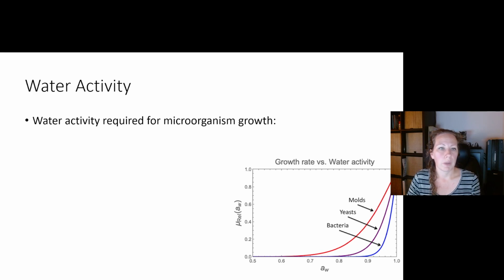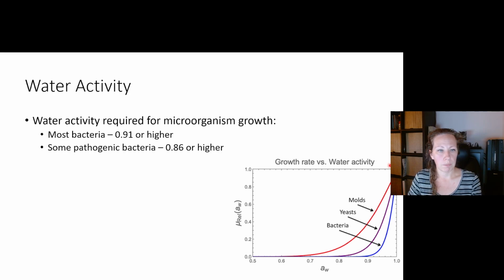So, looking at different microorganisms, I just wanted to share what the water activity levels are that are required for different microorganism growth. So bacteria require a water activity of 0.91 or higher, most bacteria. Okay, so this is the blue line, right? And the higher the water activity, the closer you get to 1 where all the water is freely available, then the greater the growth is.